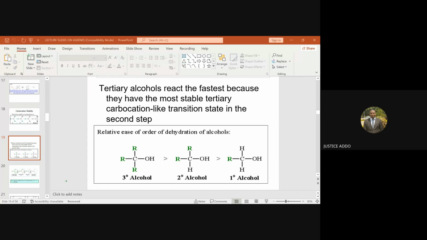I've told you that when the positive charge is on a primary carbon, it's a primary carbocation. When the positive charge is on a secondary carbon, it's a secondary carbocation, and so on and so forth. And we already know what primary, secondary, and tertiary carbons are. You want to ask plenty of questions, then we will not finish you.